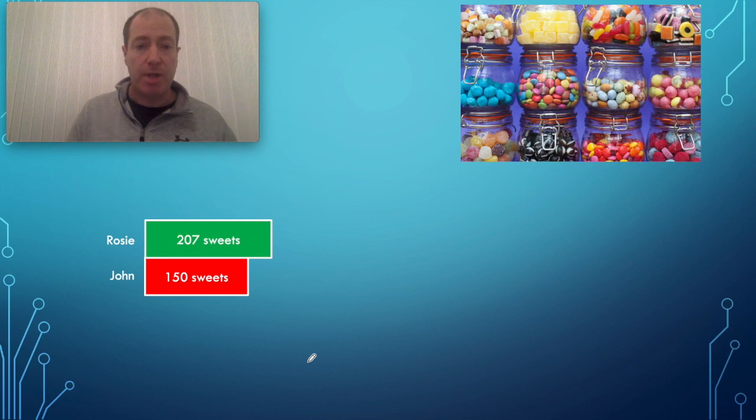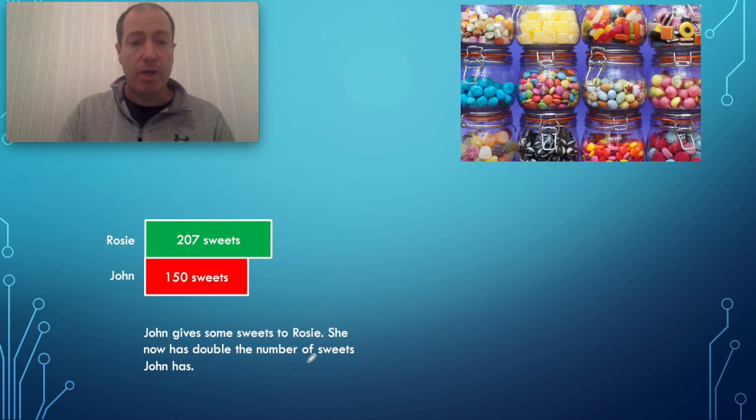So firstly, let's start with Rosie. Rosie had 207 sweets. John had 150. So you can see John's bar is slightly smaller than Rosie's. And John gives some sweets to Rosie. How are we going to represent that? And how much of the bar should we chop off? So should we be thinking about chopping off a part of the red bar and placing it here? Well, that would be strictly what we should do. But how much do we cut off? We don't know. Do we take a little piece there and pop it there and see if it works out to be double? Well, no, that's just not going to help us really.